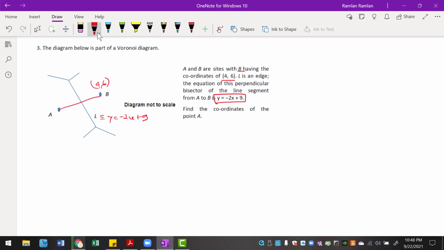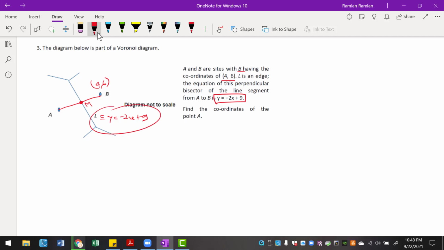They have a gradient, and then this line L passes through the midpoint of line AB. Let's say this is M. In order to find out what that is, we need to construct again what we are trying to find here and make a step-by-step process. Okay, so we start from here.